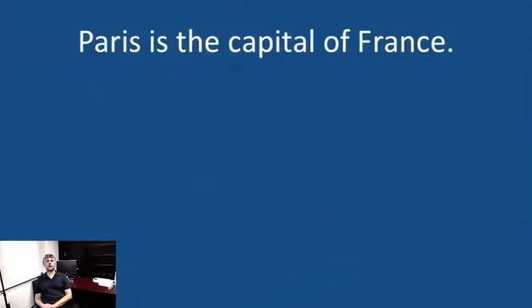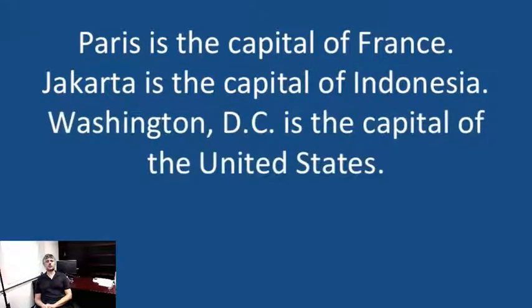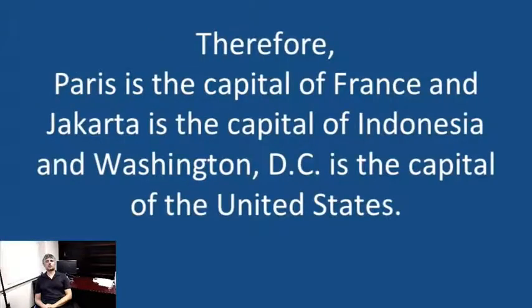So now consider how we can use the truth table for conjunctions of three propositions to figure out whether certain deductive arguments are valid or not. So consider the following deductive argument. From the premises, Paris is the capital of France, Jakarta is the capital of Indonesia, and Washington, D.C. is the capital of the United States, let's conclude Paris is the capital of France, and Jakarta is the capital of Indonesia, and Washington, D.C. is the capital of the United States. Valid or not? Well, clearly that argument is valid, and the truth table shows us why.